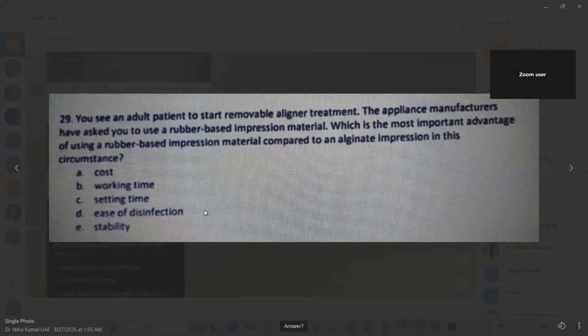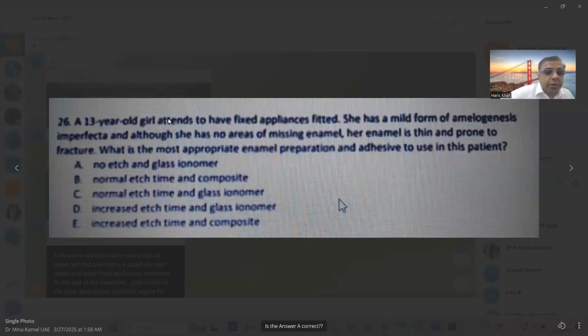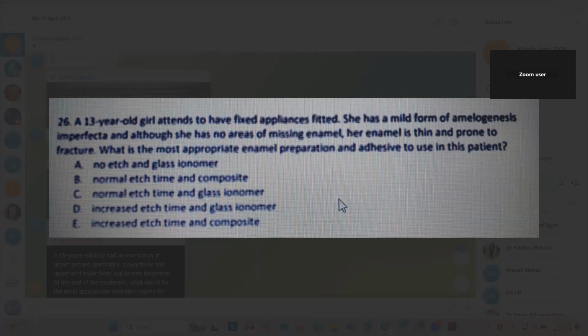Doctor, can you go back to the question, please? It's amelogenesis imperfecta. Yeah. So this is the question. Yeah, the answer is A, right? Yeah. Okay.